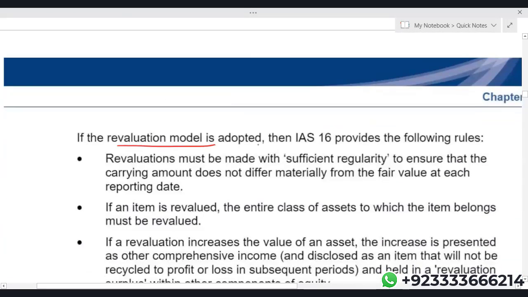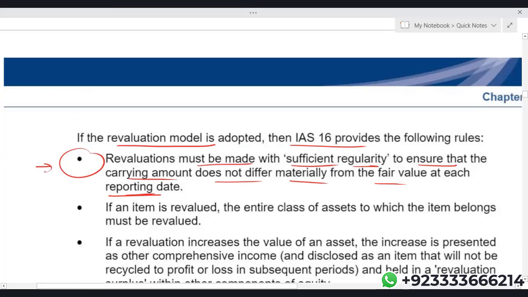If the revaluation model is adopted, then IAS 16 provides the following rules. Revaluation must be made with sufficient regularity to ensure that the carrying amount does not differ materially from the fair value at each reporting date. Now, let me explain this. Listen carefully.